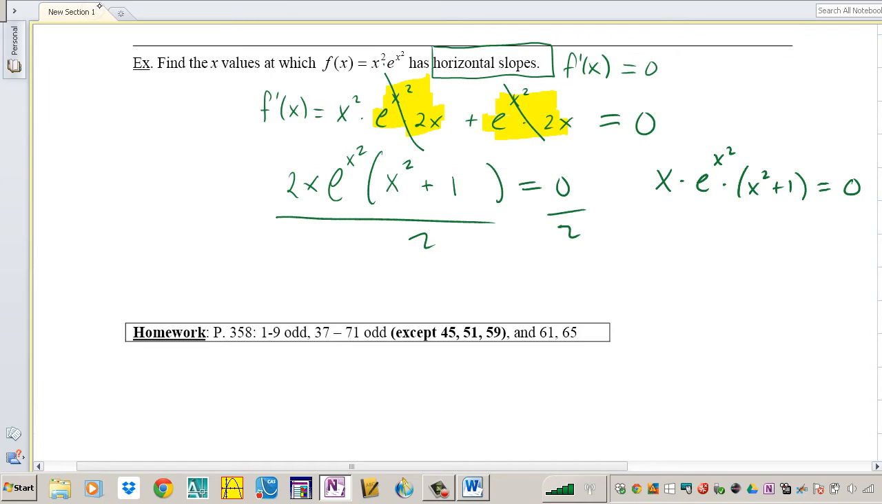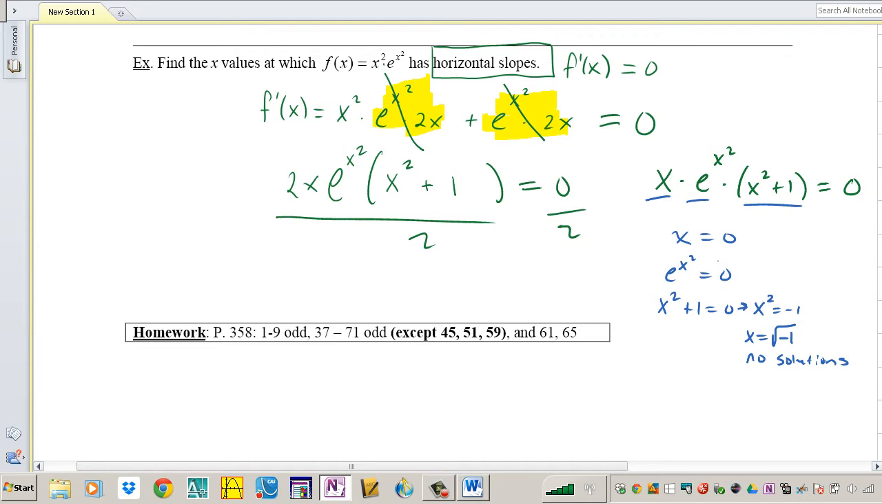I have 3 products that equal 0, so that means I must set all of them equal to 0 and solve for x. Let's begin with the bottom one. X squared is equal to negative 1. Well, if I take the square root of both sides, the square root of negative 1 does not exist. It's an imaginary number. In calculus, we don't consider imaginary numbers. We stop right there. There are no solutions for this little equation here.